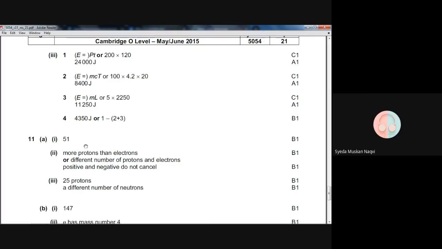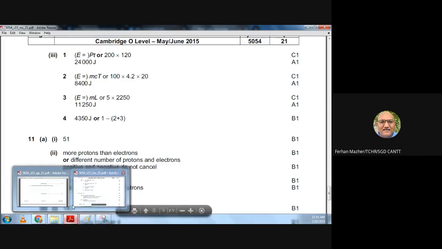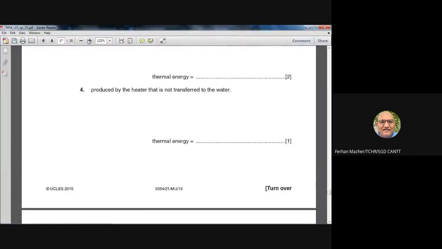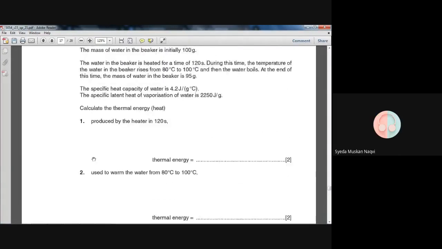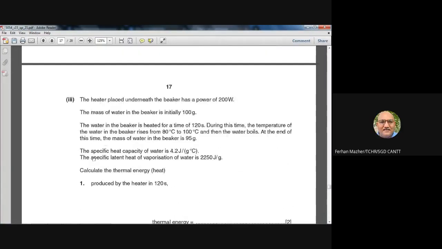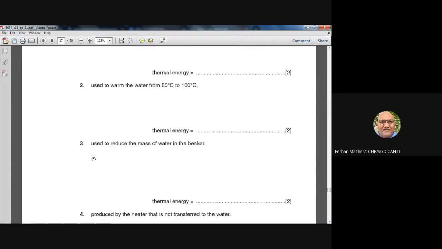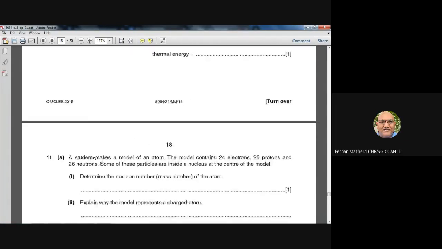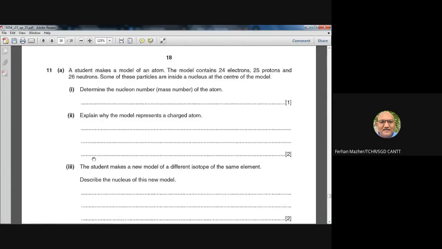4,350 joules. Yes, that is a good answer. So, Muskan, do you understand the idea of this whole story? Yes, sir. This whole numerical, do you understand this? Yes, sir. Okay. Never forget this story, okay? So this was question number 10. Now we are on question number 11.